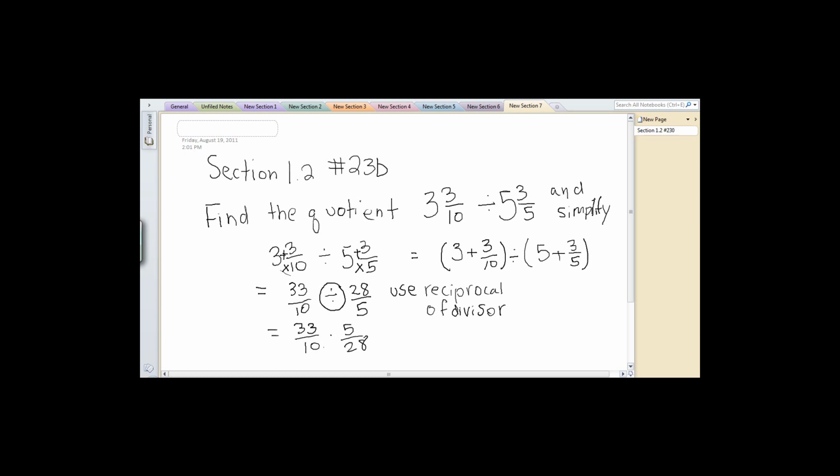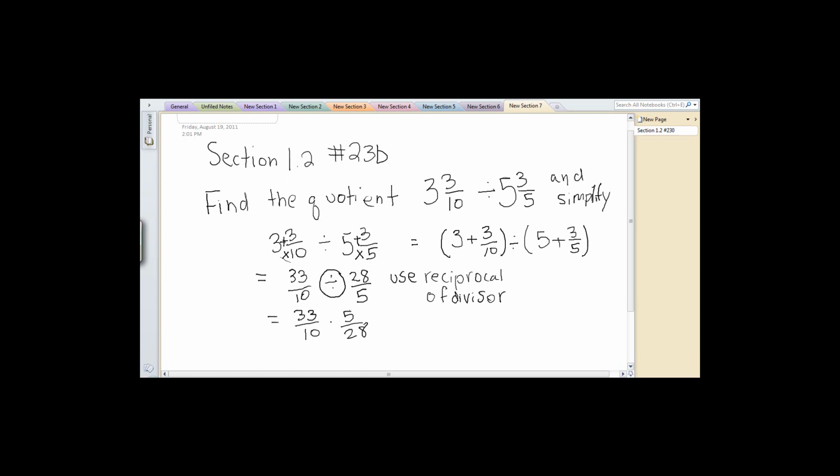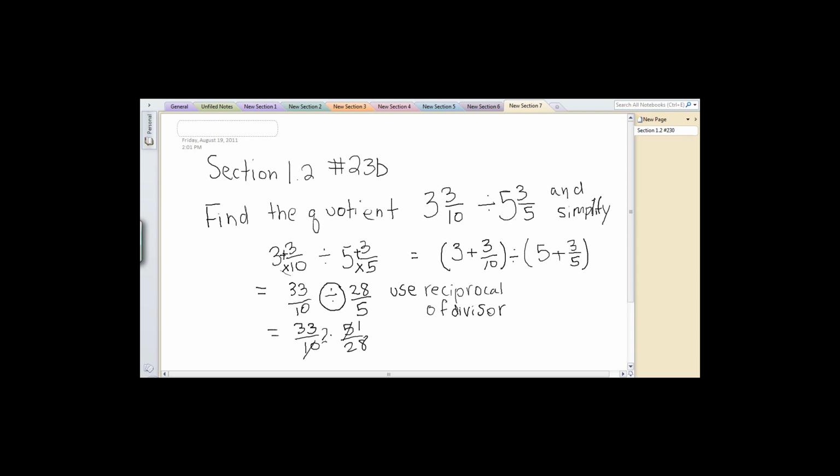And then we see to ourselves, okay, is there some number that's going to go into the 33 and either the 10 or the 28 or the 5 into the 10? Well, most of you probably would think, I see that 5 goes into 5 once, and I know that 5 goes into 10 twice, right? So I can actually write right here the 1 in the numerator and the 2 in the denominator. Then I multiply straight across. This 33 times the 1 is 33, and this 2 times the 28 is going to give us 56.